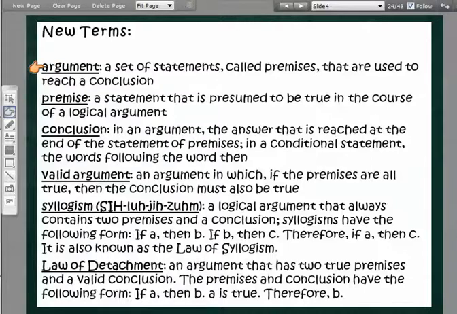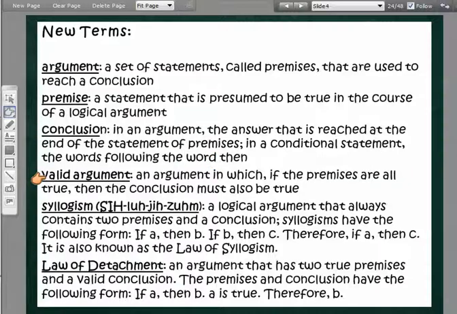Argument: a set of statements called premises that are used to reach a conclusion. We've already talked about premise. We've already talked about a conclusion, but I'm going to read this anyway. In an argument, the answer that is reached at the end of the statement of premises. In a conditional statement, the words following the word then. That's very important to remember. Your conclusion always follows the word then.